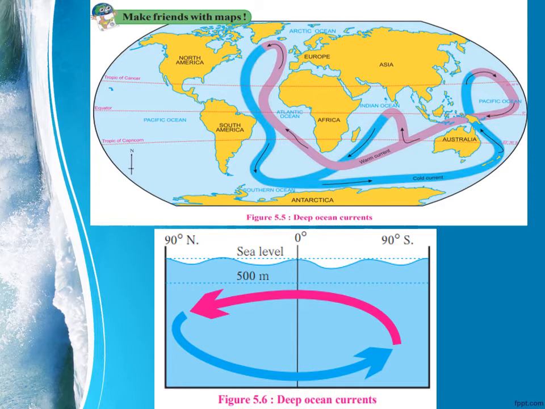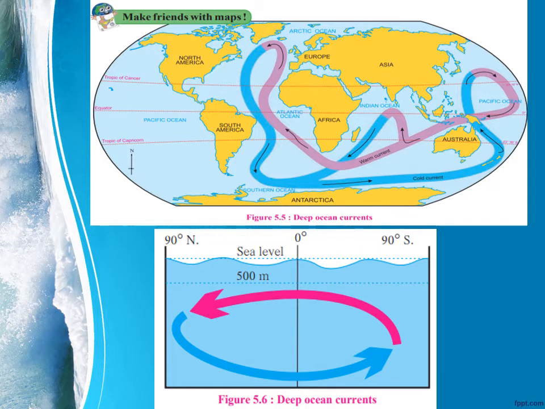If you observe figure 5.5, deep ocean currents, you'll see the distribution of warm and cold currents. The conveyor belt begins on the surface of the ocean near the pole in the North Atlantic. Here, the water is chilled by the Arctic temperatures. That is, towards the poles, towards the Arctic area, it is very cold.